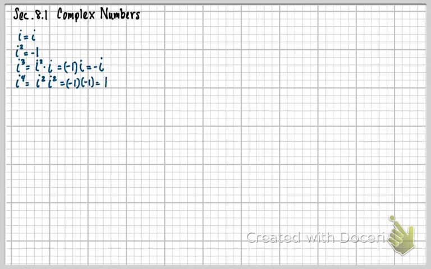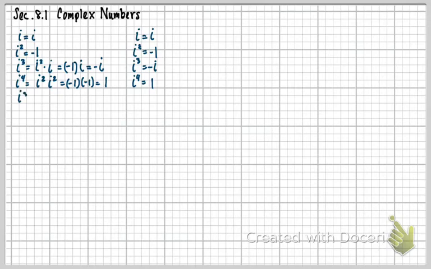So when I look at these four powers here, I get i equals i, I get i squared equals -1, I get i cubed equals -i, and I get i to the fourth equals 1. So now I'm just going to keep going. I'm probably going to go till about 10. So if you can, hang on for a minute. I'm going to show you something here.